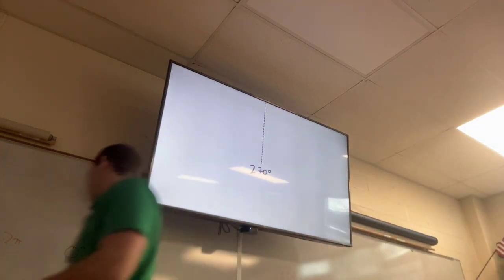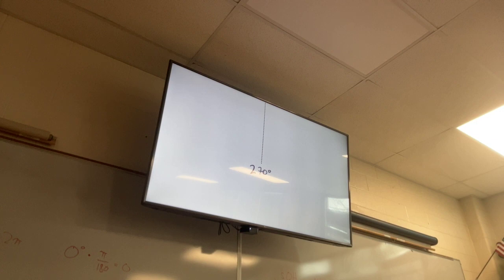And then what about down here, 3/4 of the way around a circle? How many degrees is that? 270 degrees. If we convert that to radians, 270 degrees times pi over 180, this is going to simplify to 3 pi over 2. 3 pi over 2, 3 halves pi, okay?